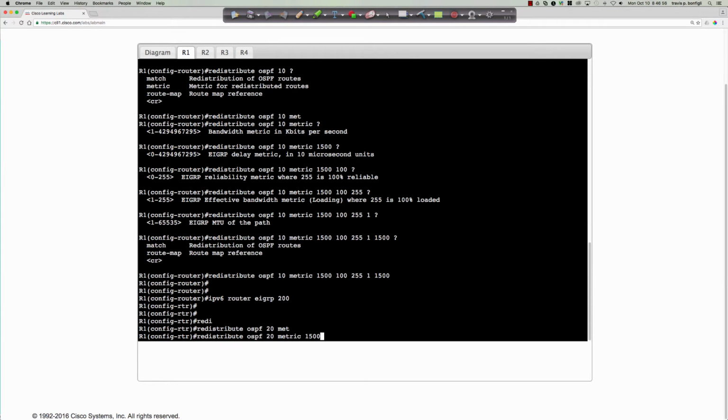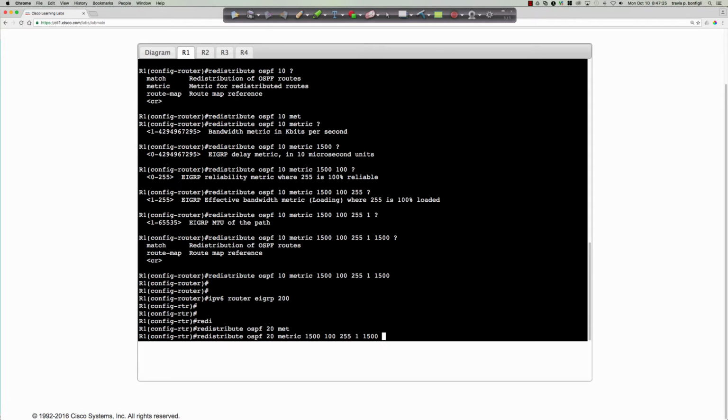So we're going to say 1500, 100, 255, 1, 1500. And again, these values are pretty much insignificant. They're not that important. Those are just some common values that you could use. I could have said 10, 20, 30, 40, 50, and it's going to show up over there in the EIGRP domain and still have an EIGRP 32-bit metric assigned, right? But again, these are common values that get used.